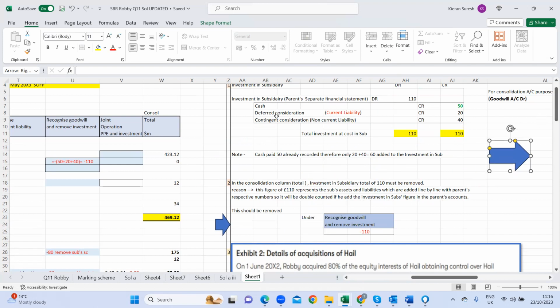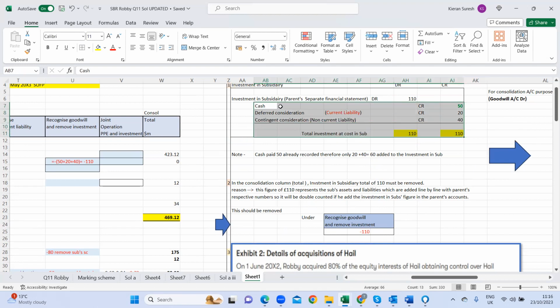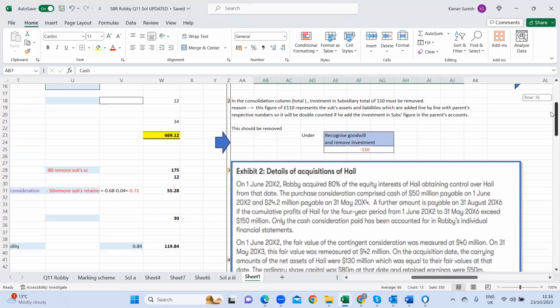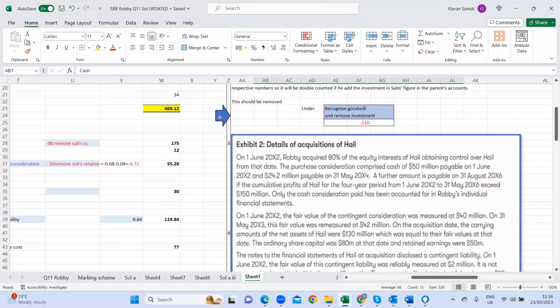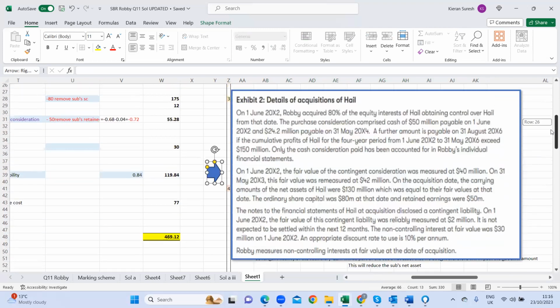But remember, in the consolidation books, the right double entry is debit goodwill, credit these three entries, right? That's the correct double entry. That's why, even though the credit is there and the debit is missing in the consolidation, it's balancing, because we have already taken the goodwill into books. That's done. So now the next thing I need to consider here is the contingent consideration.